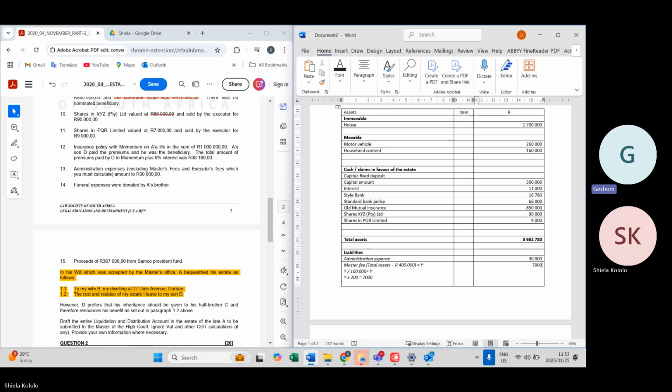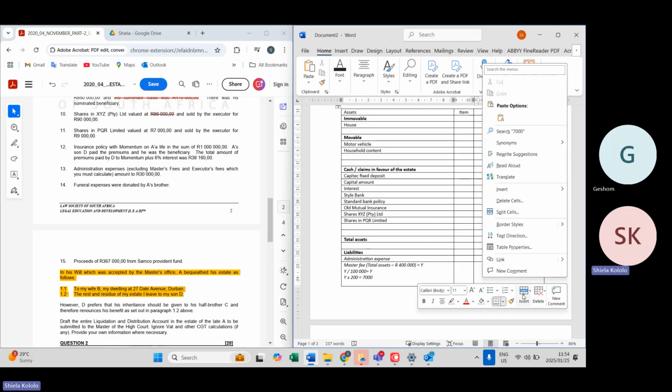So I must calculate if the total asset is below what? Yes, below 3.6 million, then calculate. Okay, sure.